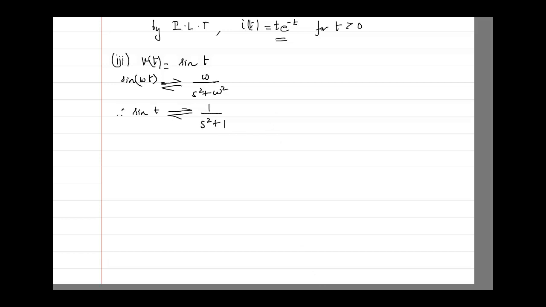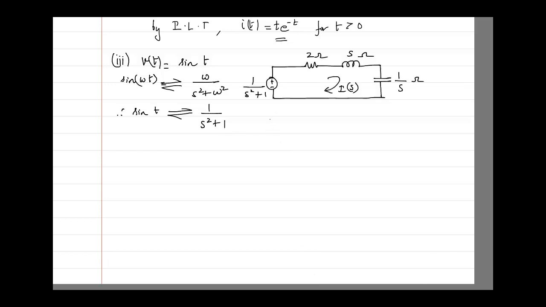Now if I draw the transform circuit again, I will get, instead of the voltage being 1 by s or 1, here it is 1 by s square plus 1. That's all. Okay, so now, applying KVL.